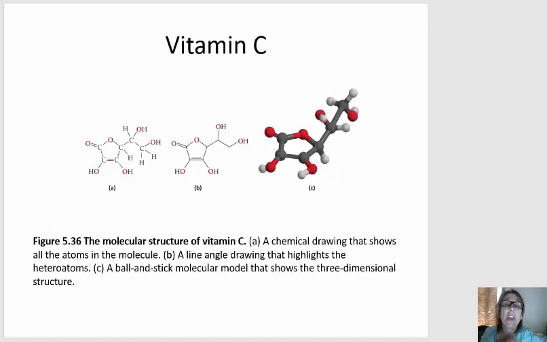For example, if we take a look at the structure of vitamin C, we see that there is a ring structure there where an oxygen has been substituted for a carbon. So this would be known as a heterocycle.